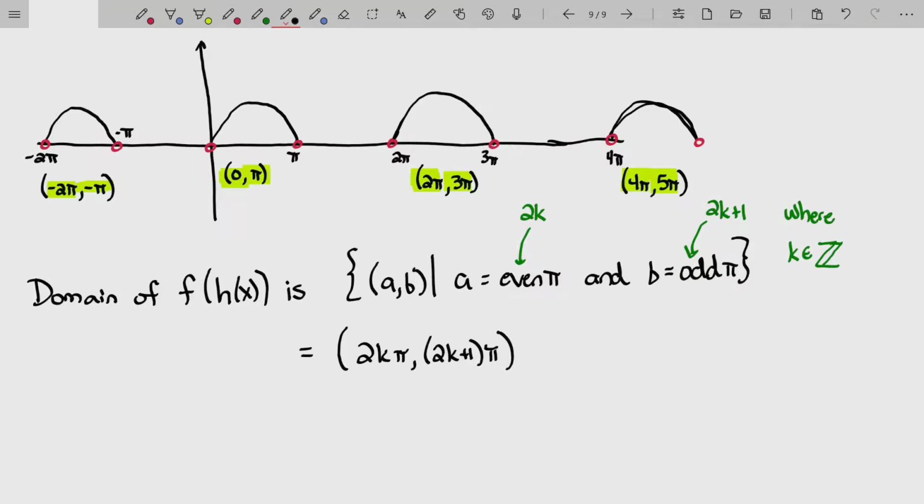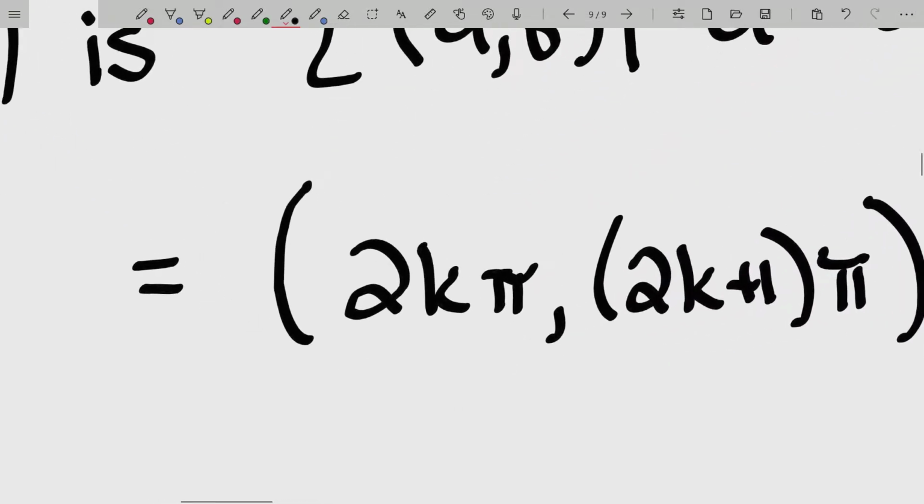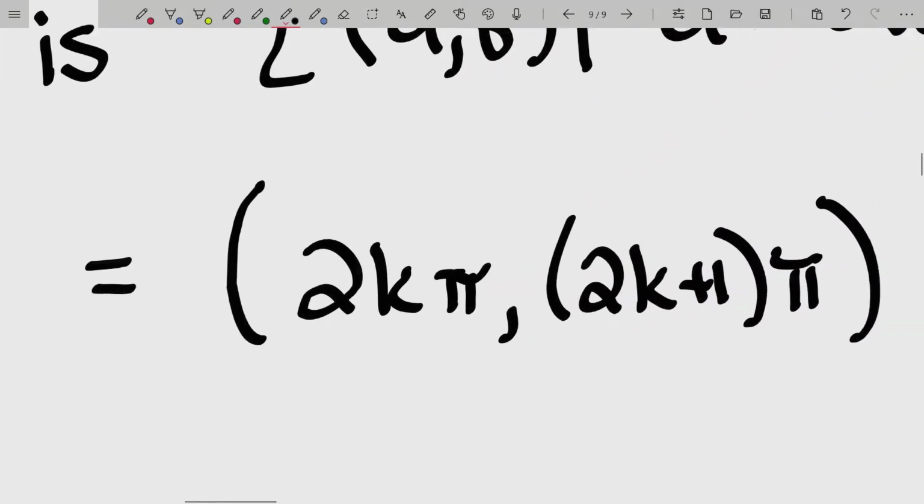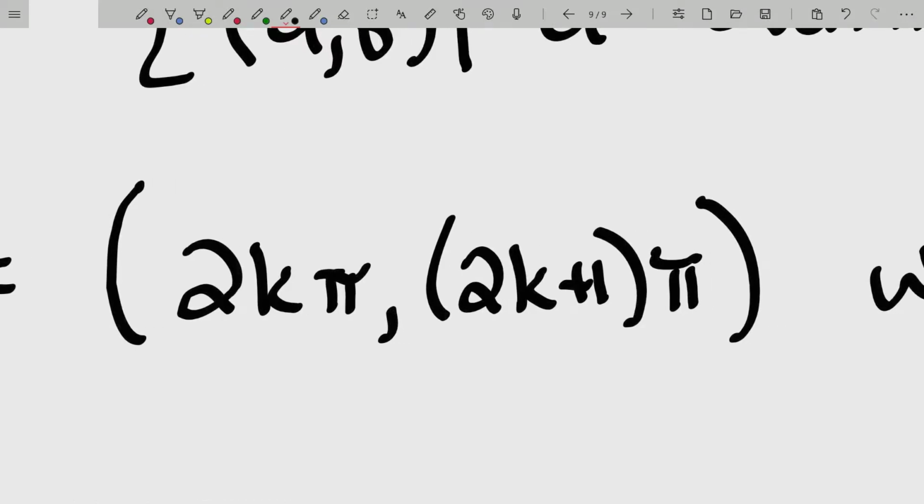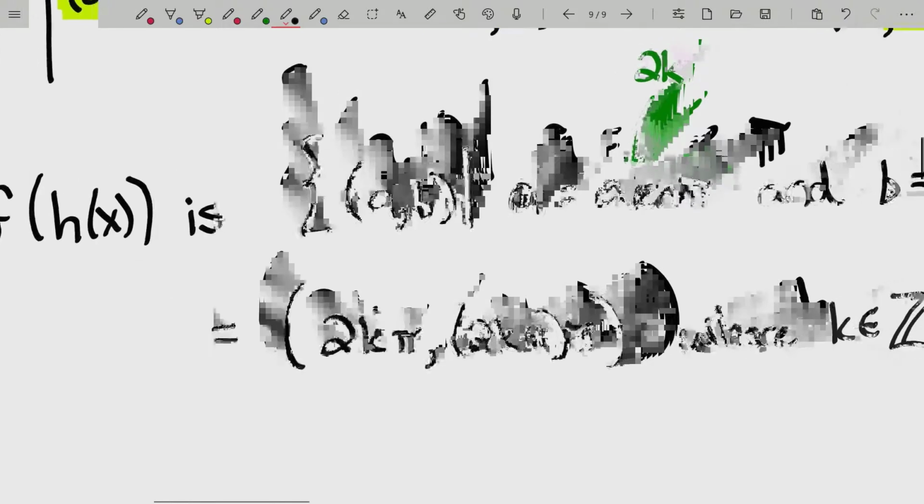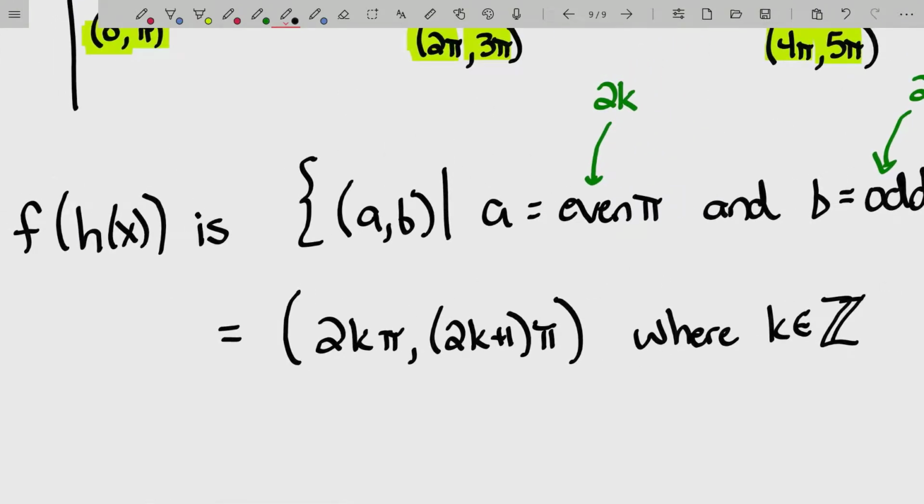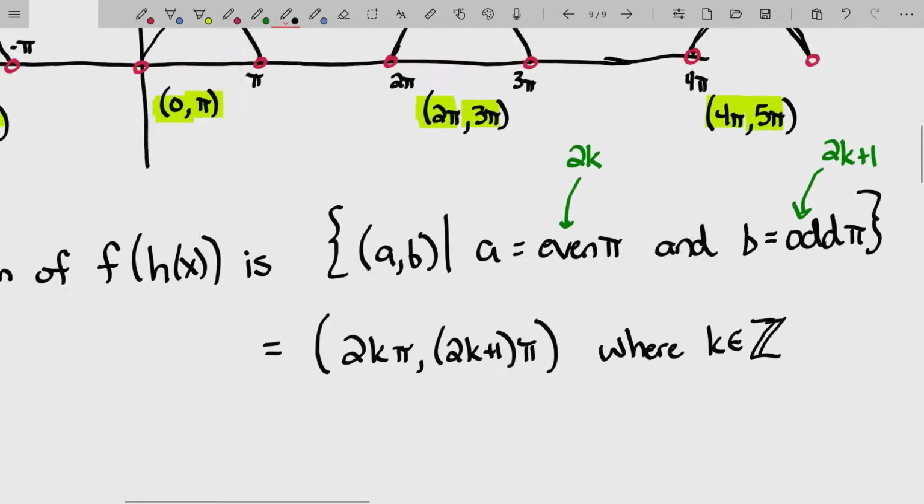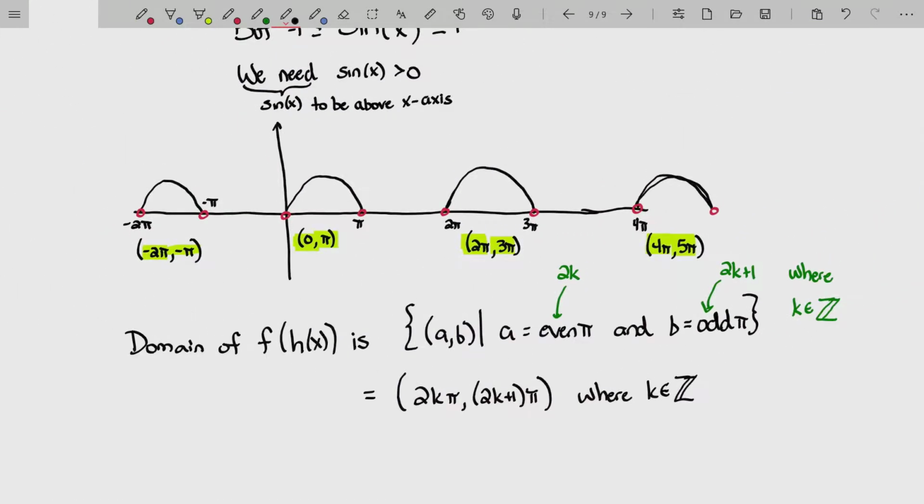Now, if k were 0, I should also mention where k is an element of the integers. Now, if you take a look at this, name any integer you want, -10, for example. Well, that means we have an interval that goes from -20 pi to -20 plus 1, or -19 pi. -20 to -19 pi, and that is going to be where the sine is actually positive. So this interval, with its notation that k is an integer, is actually descriptive of all the intervals where the sine is positive.